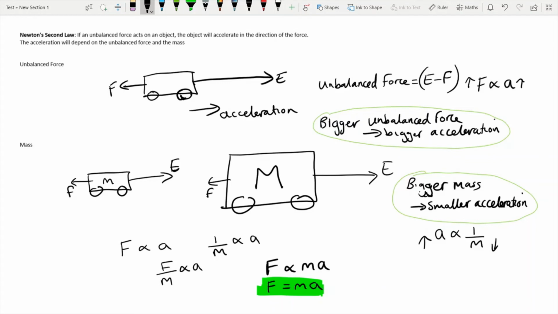So acceleration is inversely proportional to mass. So as acceleration goes up, mass goes down, or if mass goes up, acceleration goes down. And force is proportional to acceleration. So as force goes up, acceleration goes up.